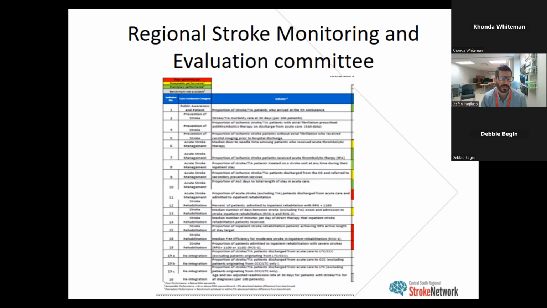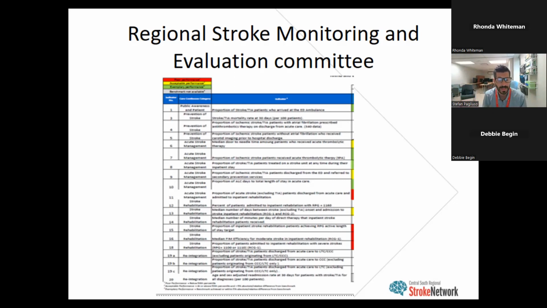Moving into the acute phase of stay, we look at the proportion of patients who are accessing stroke unit care. We look at the proportion of patients discharged directly from our EDs with a TIA, and how many of those patients are referred to stroke prevention services. So as you can see, it's cross continuum. We look at ALC days. We look at the proportion of patients who go from acute care to rehabilitation. And then once in rehabilitation, we look at achieving targeted length of stay. We look at the number of days it takes to get from acute care to rehabilitation.